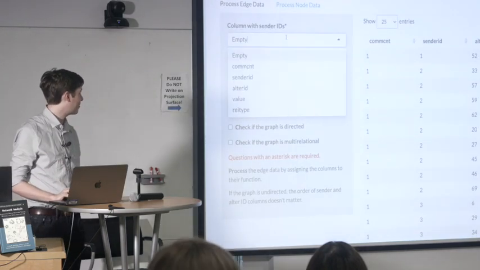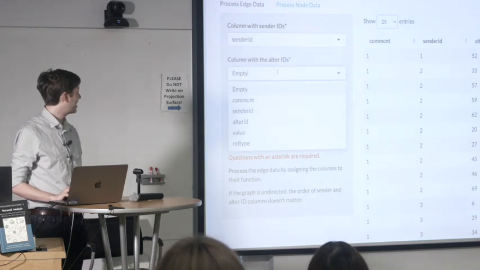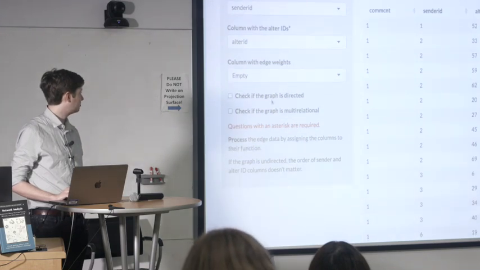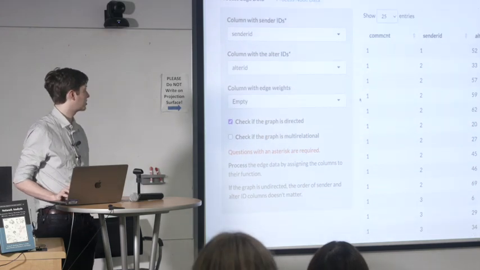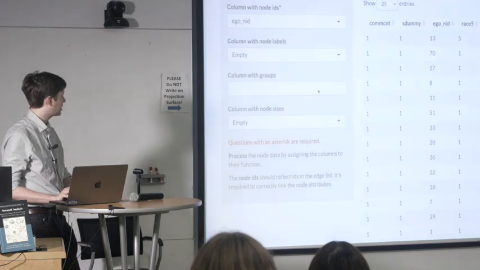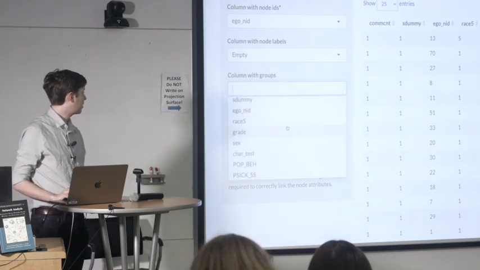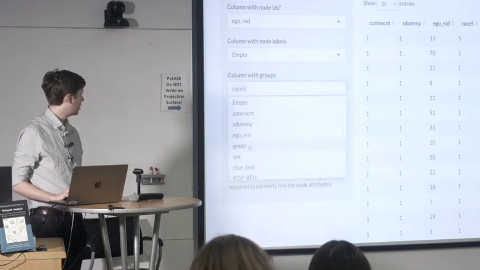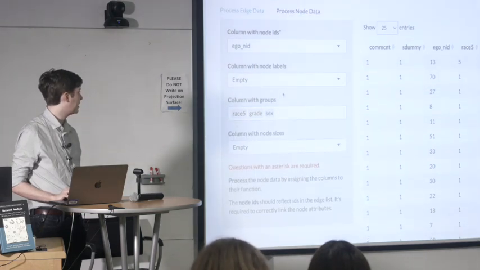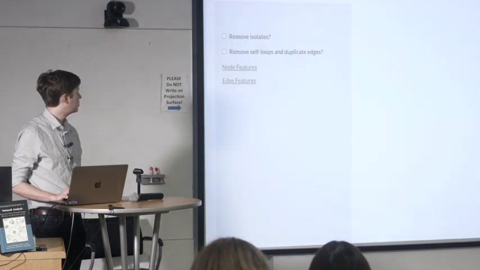So over here in the process tab, we're just going to choose the sender and receiver IDs in our network. We can specify that the network's directed. This particular network's not multi-relational. And then over here, we specify similar aspects about our node level data. If later on in visualization you have certain variables that you think would be relevant to coloring nodes or something like that, you can specify this here. And then once you've set all of this up, you can just go to the Visualize tab.